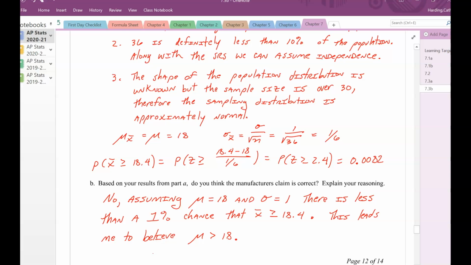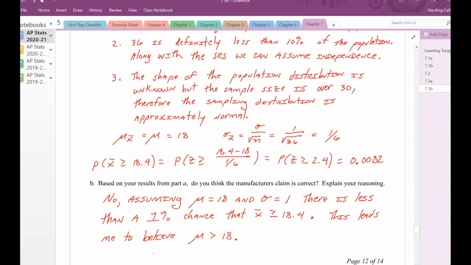Assuming the mean is 18 and the standard deviation is 1, there is less than a 1% chance that we would get a sample mean of 18.4. This leads us to believe that the actual average is greater than 18. So they're claiming that it's 18, but we came up with this sample that is actually quite rare. Less than 1% chance of getting a sample with an average of 18.4, but we did get it.